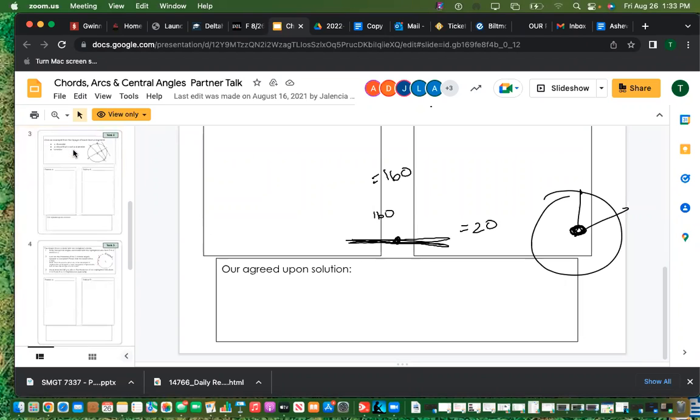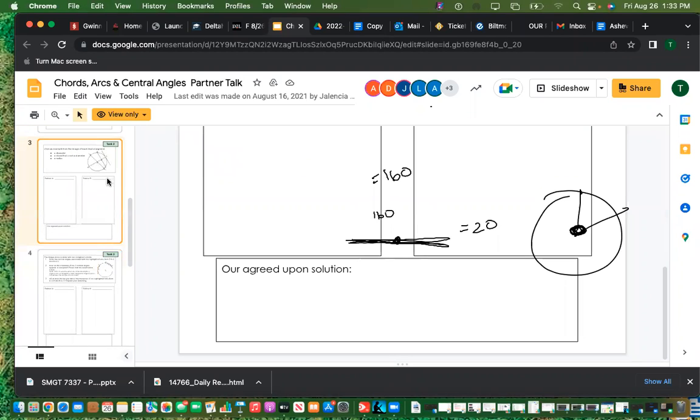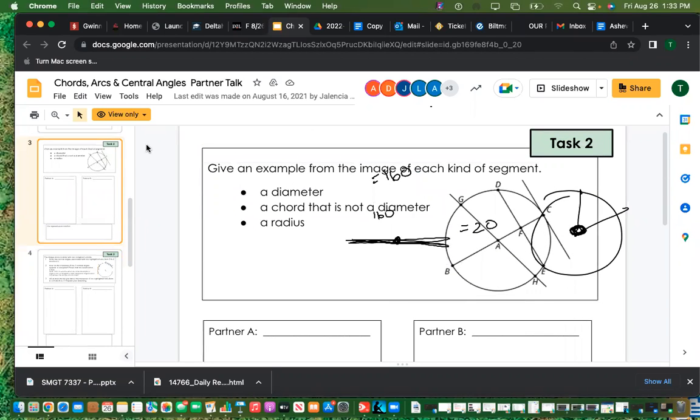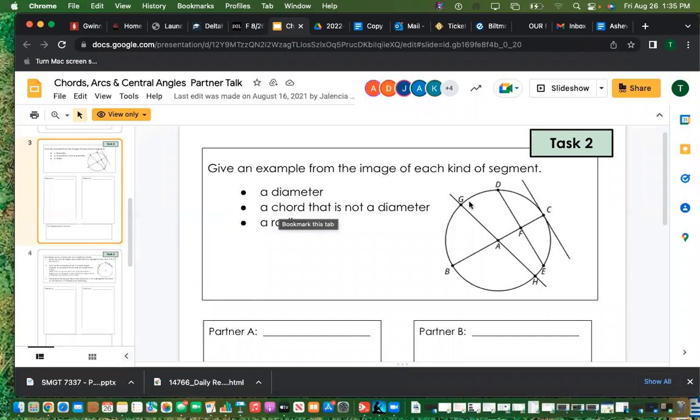All right, so looking at the next one, go ahead and take a moment. I want you to draw this onto your paper and give me an example from the image for each kind of segment. If I have a diameter, remember the definition of a diameter is it goes through the center of the circle. So the only diameters that I got is BC or GH.